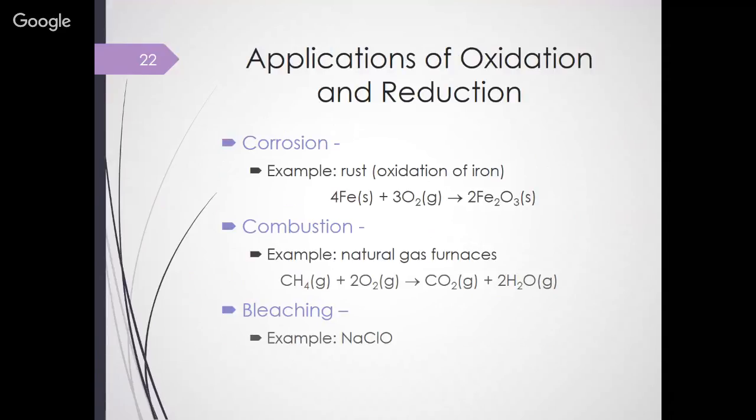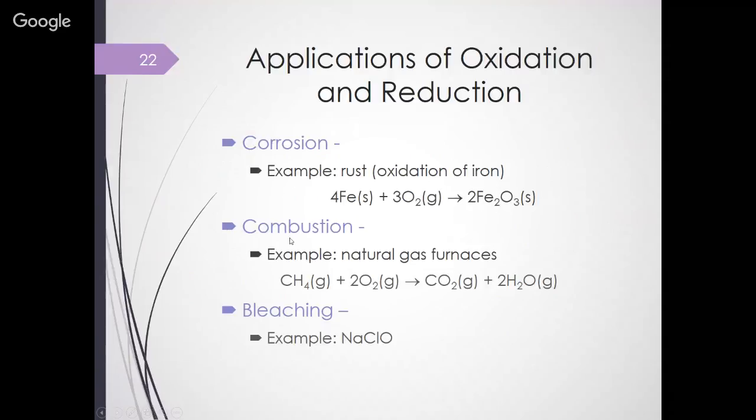So what are some applications of oxidation and reduction that we might see in our everyday life? Well, corrosion. We all know that things rust, and especially up here in Michigan with all the salt on the road during the winter gets on our cars. We need to wash it off so that we don't end up rusting out our cars. So iron plus oxygen forms iron(III) oxide, rust.